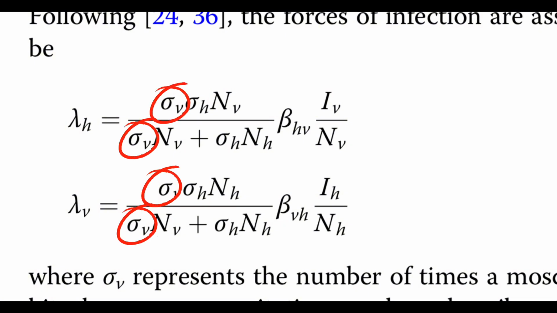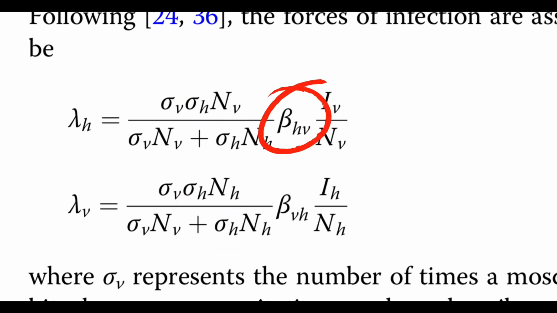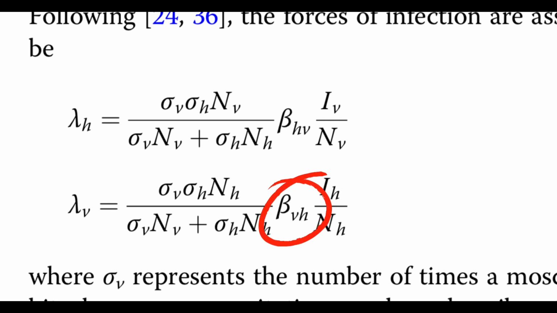Number of time a mosquito bites human per unit time. Maximum number of mosquito bite a human can support per unit time. The probability of Zika virus transmission from an infectious mosquito to a susceptible human. And last but not least, probability of Zika virus transmission from an infectious human to a susceptible mosquitoes.